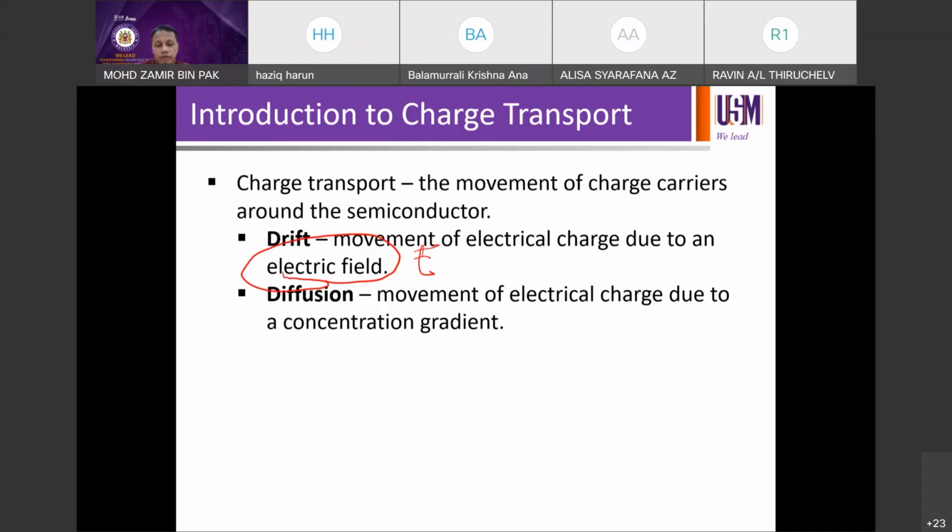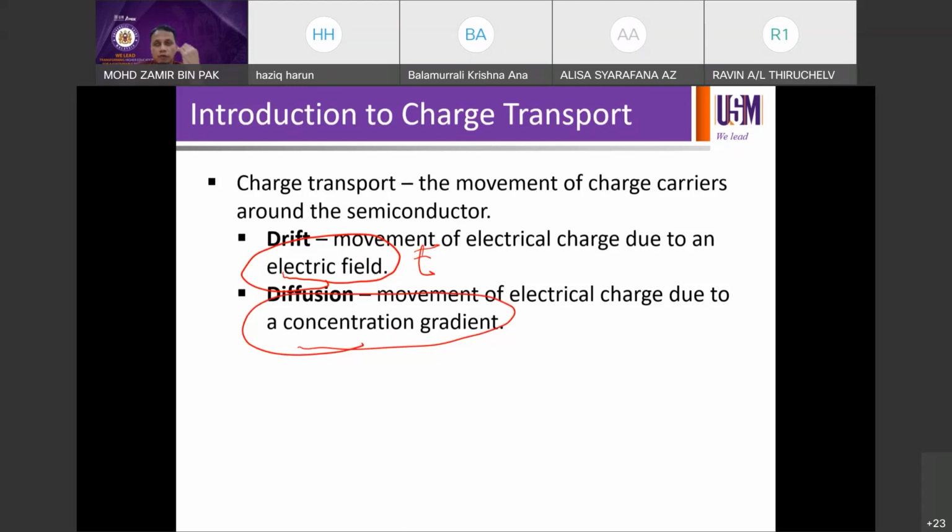The second type of charge transport is called diffusion. Okay, diffusion. Diffusion is movement of electrical charges or carriers due to presence of concentration gradient. Okay, concentration gradient. That means for diffusion to take place, the carriers should be able to first see a gradient of concentration between one spot versus another spot, or one region versus another region, one side versus another side.